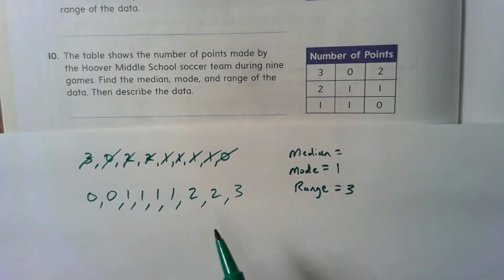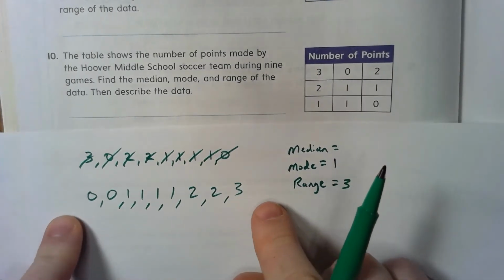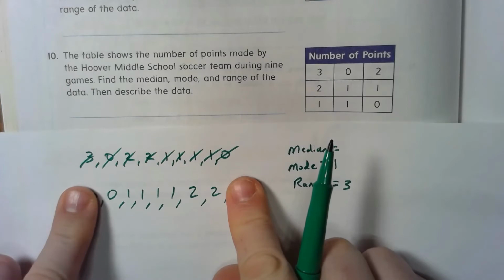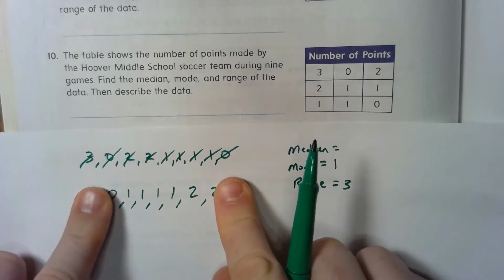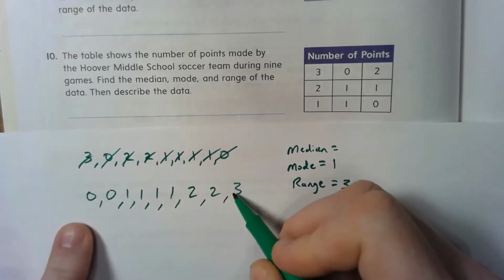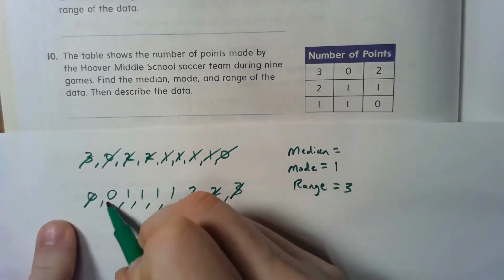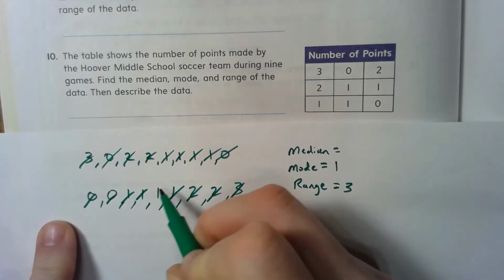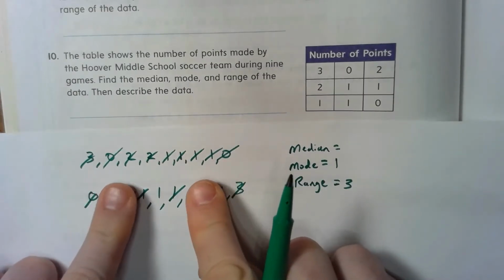The median, I want to try to find the middle piece of data, so I'm going to cancel out the greatest and the least value, and I'm just going to keep canceling these out until I get down to the middle number. You can mark out your biggest and smallest, and just keep doing this, or you can use your fingers once you have it in order.